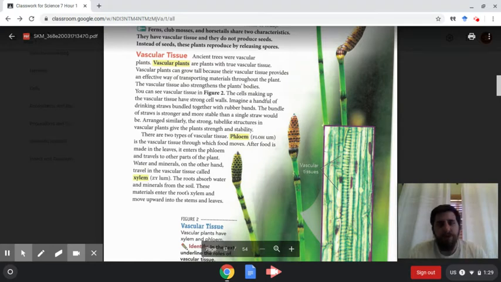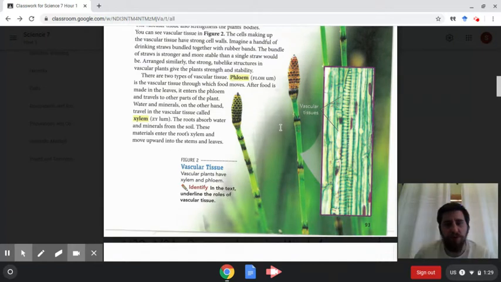There are two types of vascular tissue. Phloem is the vascular tissue through which food moves. So phloem, food. Phloem, not fluid, sorry. Phloem, food. After food is made in the leaves, it enters the phloem and transfers to other parts of the plant.